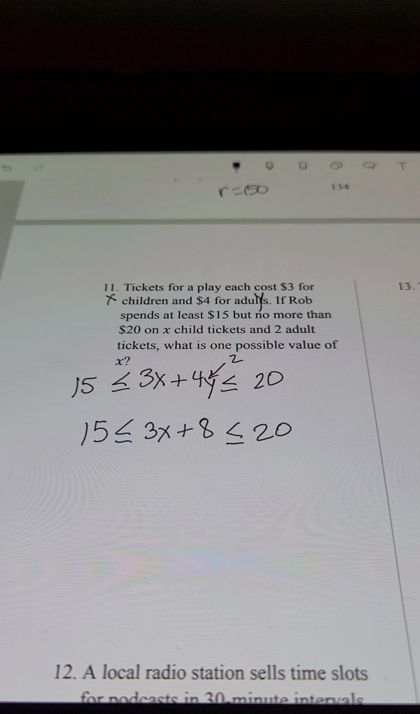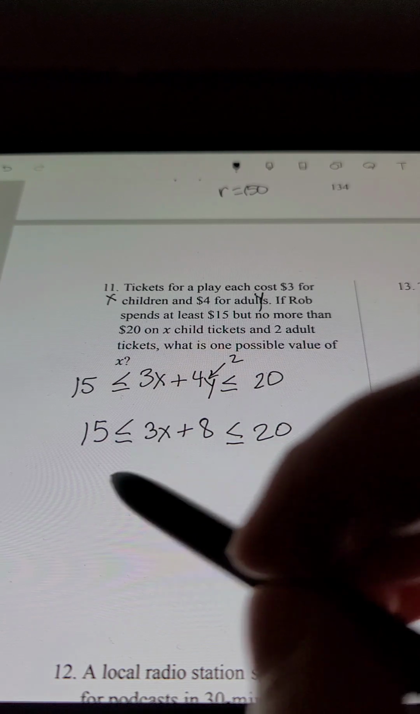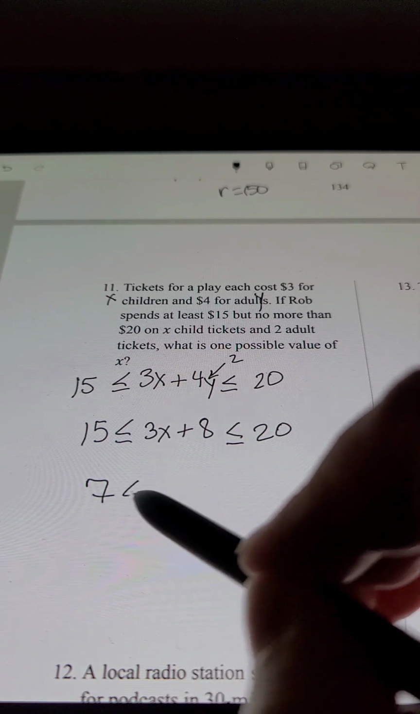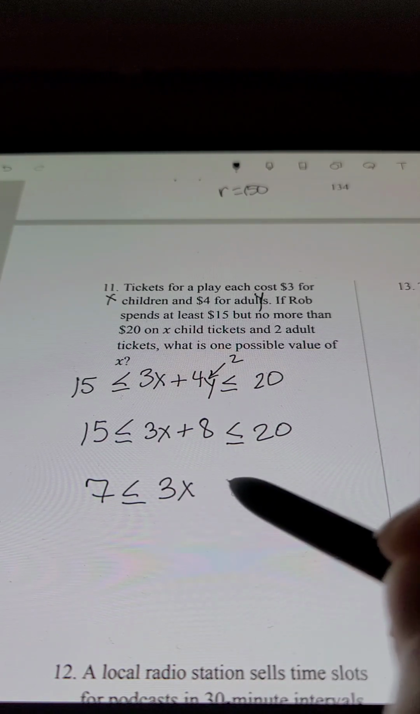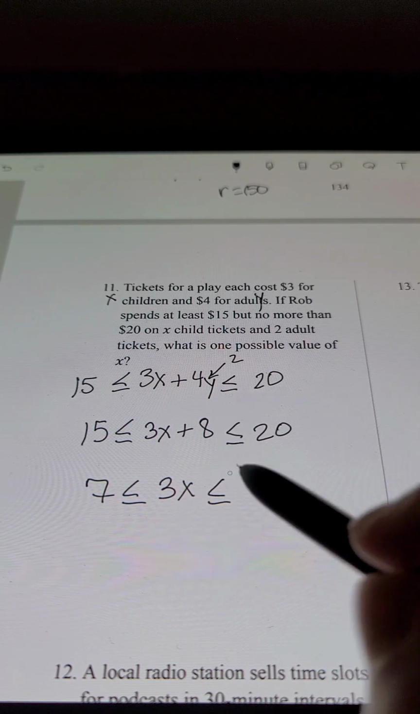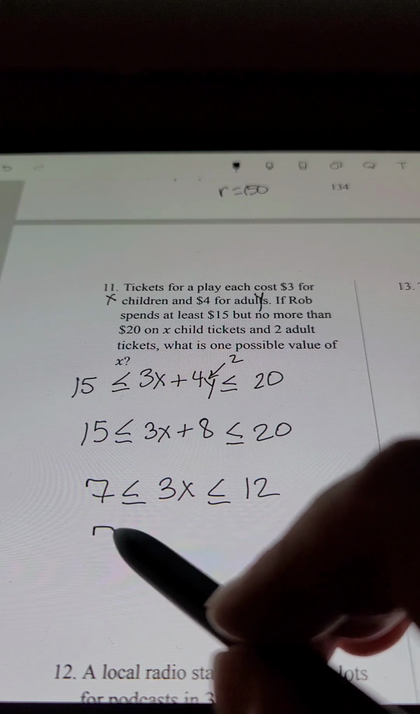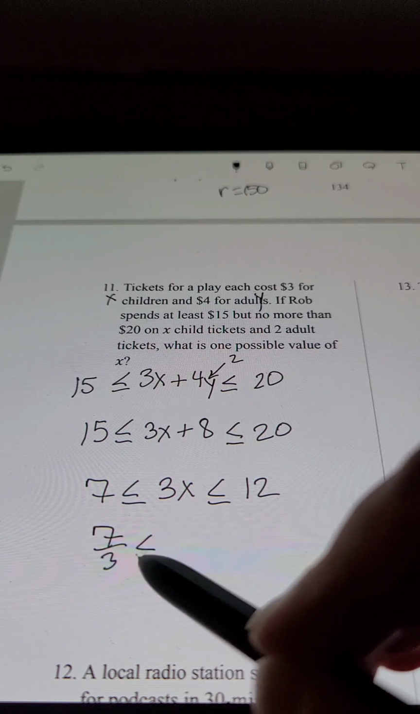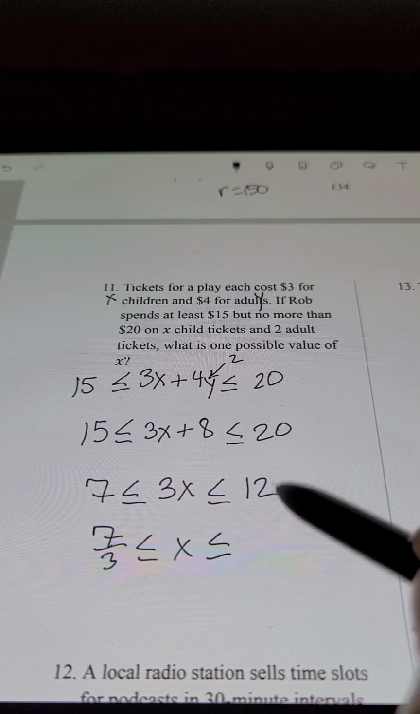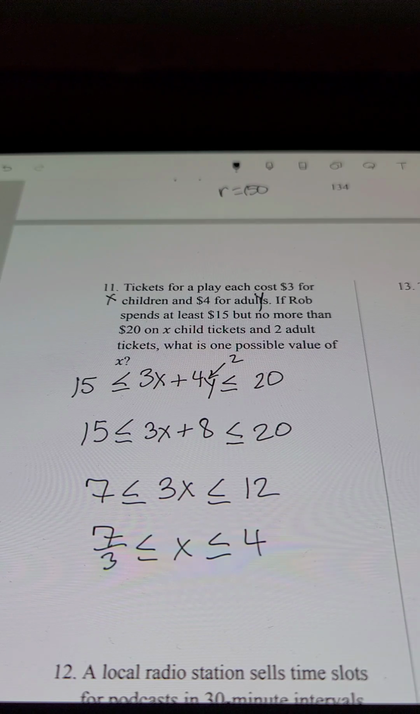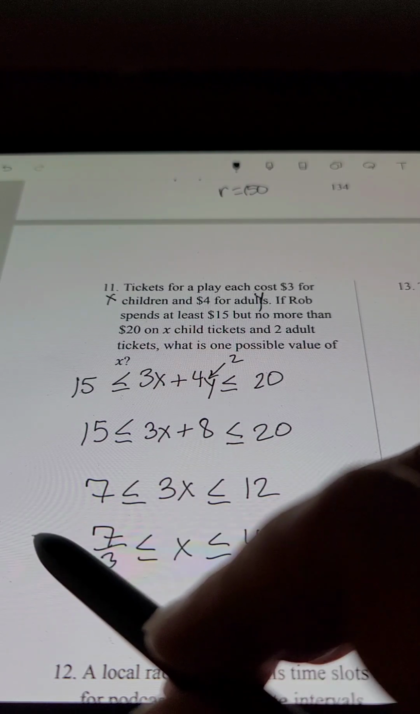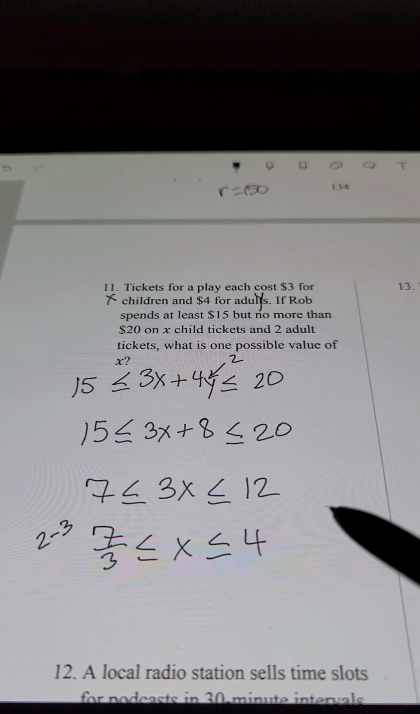So now, I just need to solve for x. So let me subtract 8 from each side. And that's going to give me 7 is less than or equal to 3x, which is less than or equal to, if I subtract 8 from this side as well, 12. Now I'm going to divide by 3, so I'm going to get 7/3. And divide by 3 over here, and that's going to be 4. Now 7/3 is between 2 and 3.